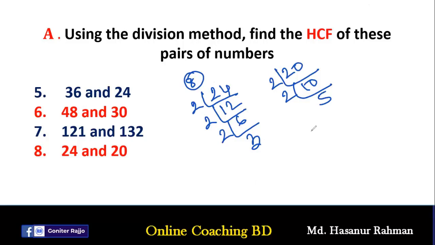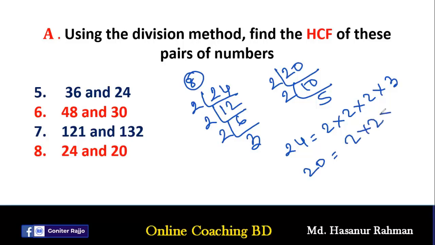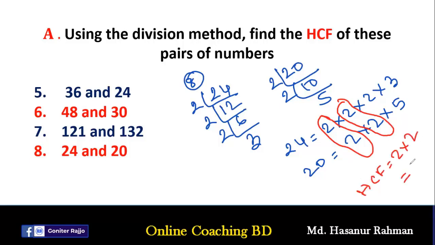So, we can actually express 24 in this way. 24 is equal to 2 multiplied by 2 multiplied by 2 multiplied by 3. We can express 20 in this way, 2 multiplied by 2 multiplied by 5. So now we have to find out our HCF. So how can we find out? This 2 is common in both numbers. This 2 is common in both numbers. So what will be our HCF? HCF will be 2 multiplied by 2. That will be 4. So the HCF of 24 and 20 will be 4.